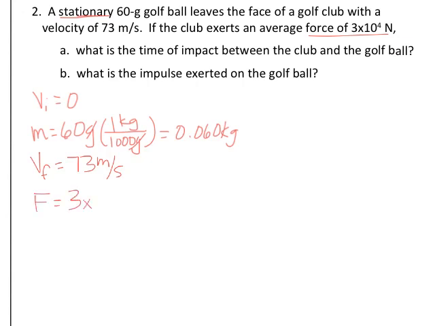Now don't worry that it says an average force, that just means how much force is applied over the time that it took the golf ball to go from 0 to 73 meters per second. So we're just going to label that as our force. First we are looking for a time, and then we're going to be asked to find the impulse.